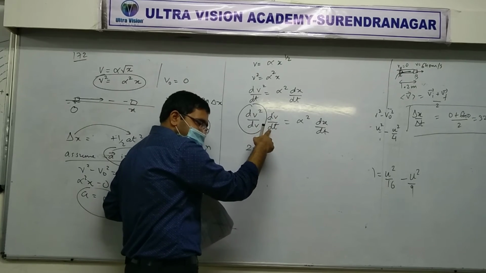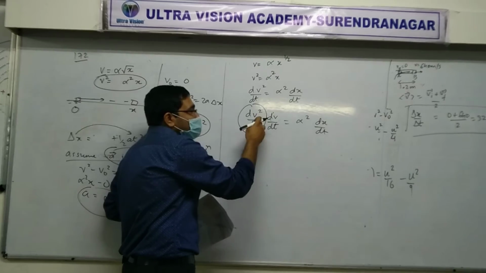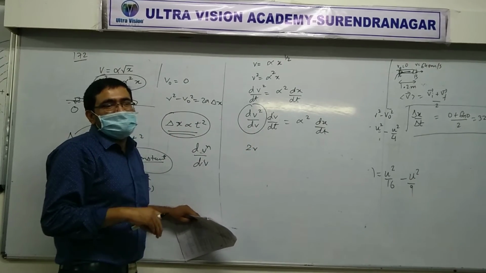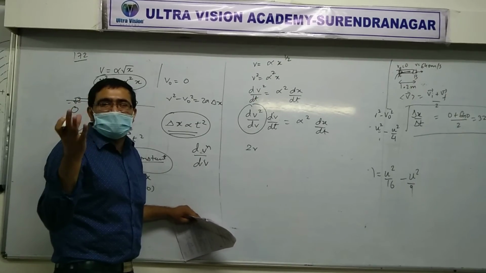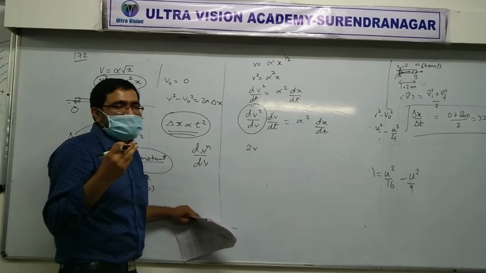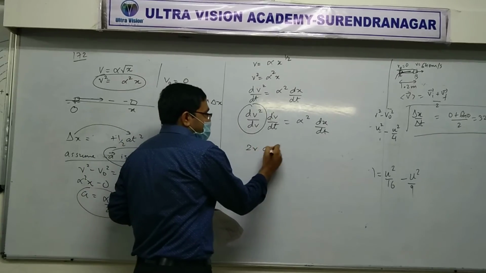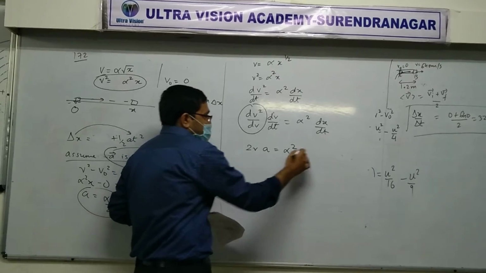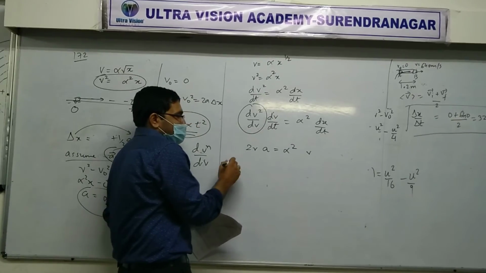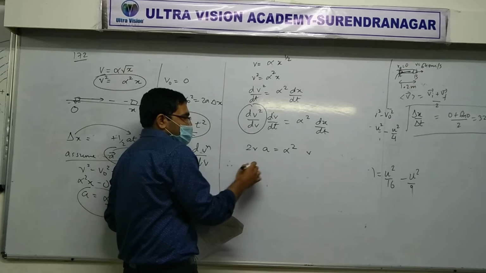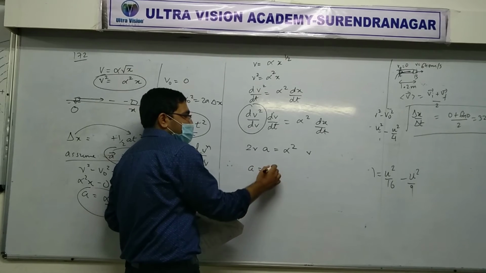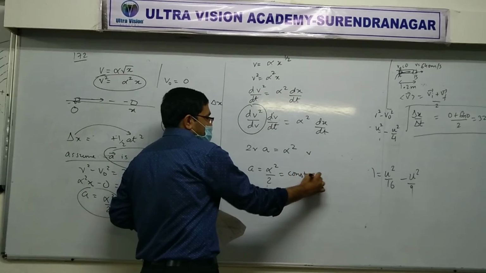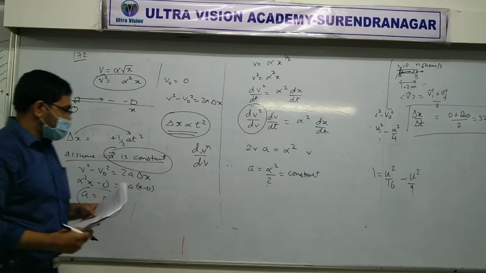And dv by dt is? What is dv by dt? Acceleration. dv by dt is acceleration. A is equal to alpha square. dx by dt is? dx by dt is velocity. Is it fine? Yes. Okay, what's cancelled from both sides? V. So a is equal to alpha square upon 2. Is it constant? Of course, because alpha is a constant, and 2.